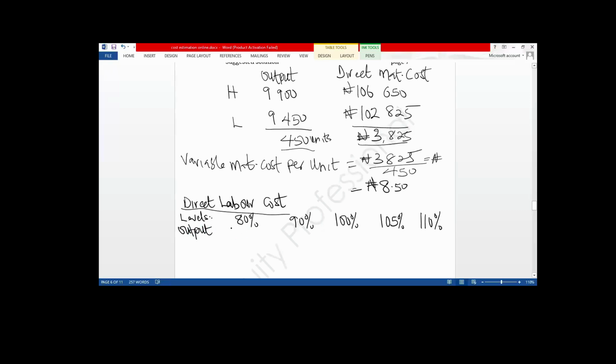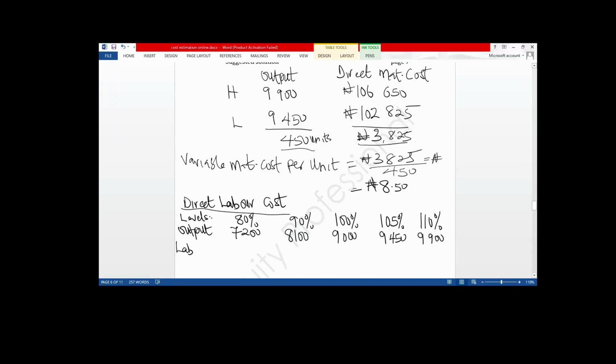Here is 7,200, 8,100, 9,000 units, 9,450 units, 9,900 units.